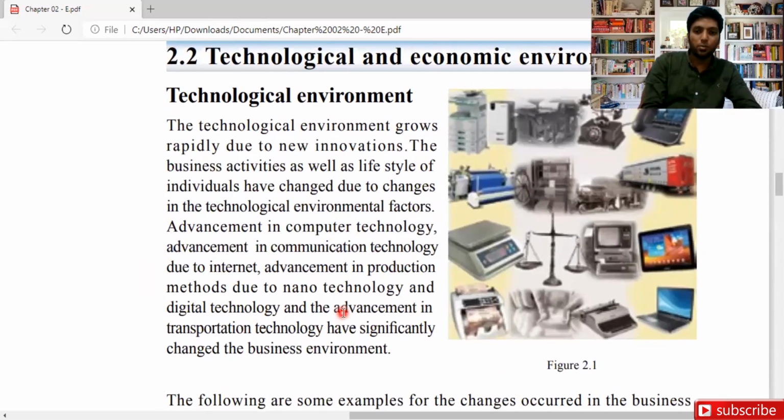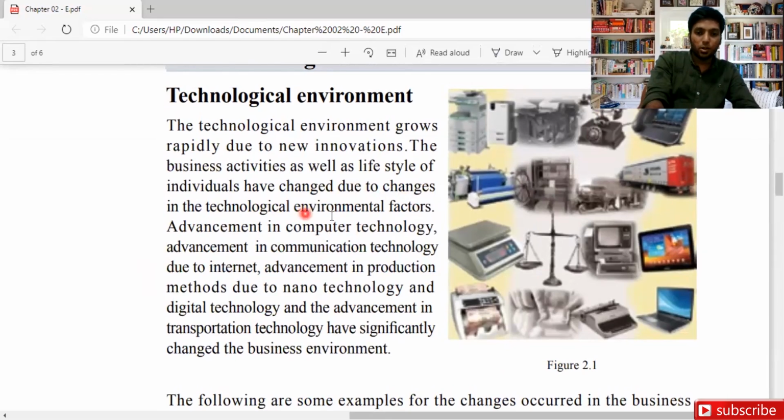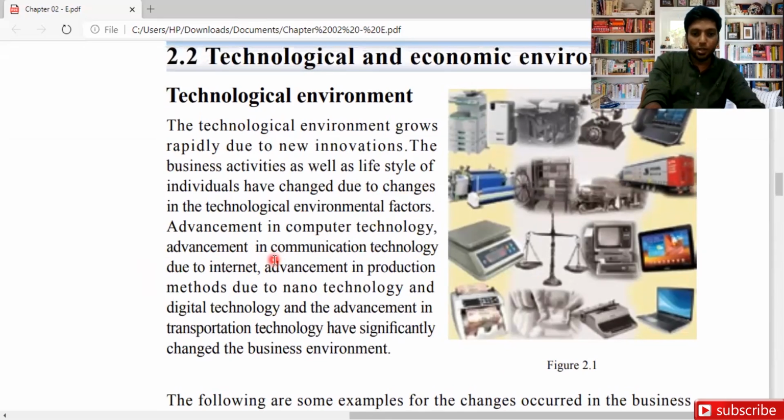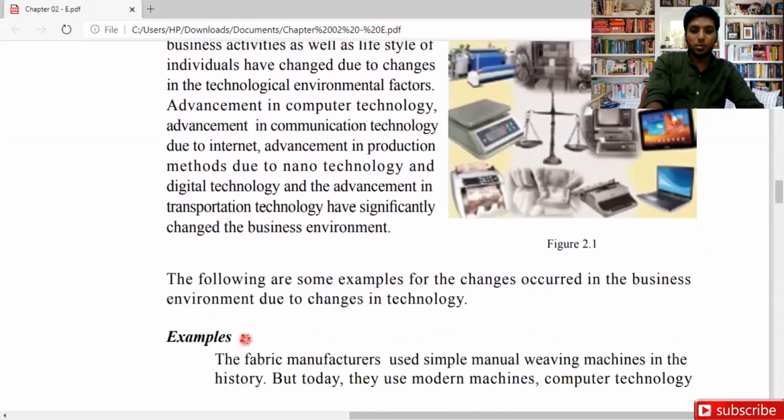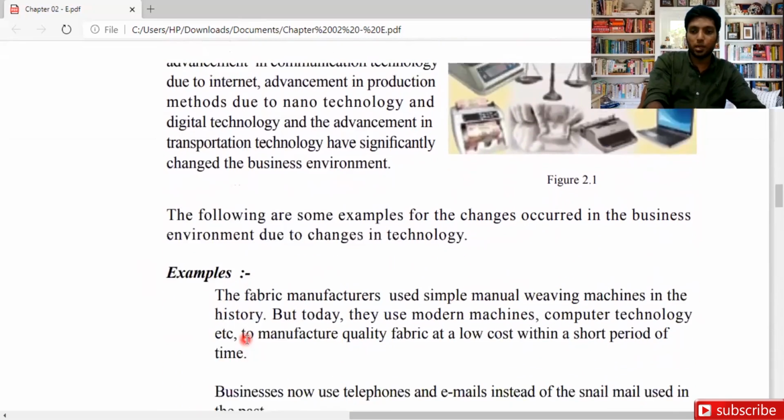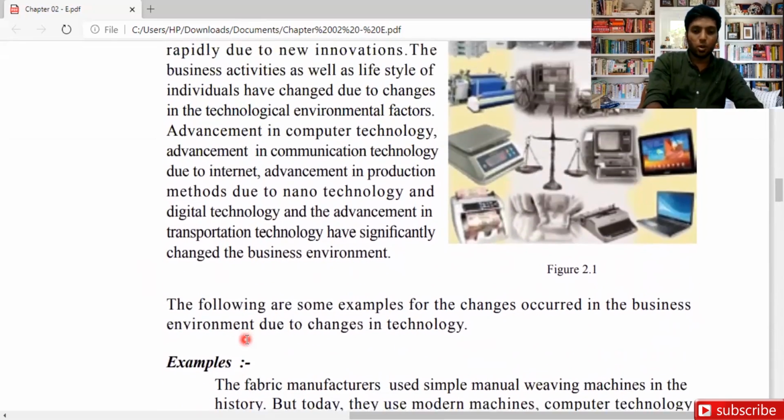The technological environment grows rapidly due to new innovations. Business activities as well as the lifestyle of individuals have changed due to changes in technological environmental factors. Advancement in computer technology, advancement in communication technology due to the internet, advancement in production methods due to nanotechnology and digital technology, and advancement in transportation technology have significantly changed the business environment. So following are some examples of the changes that occurred in the business environment due to change in technology.